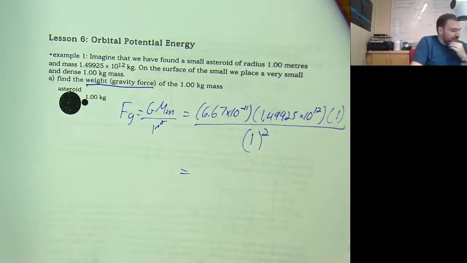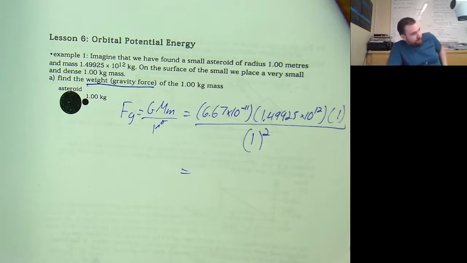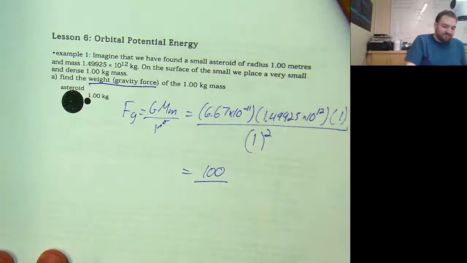If you run those numbers, what do you get? Totally contrived to give us a lovely number. Pretty much 100. What is it exactly? 99.999975. Cool. So 100.